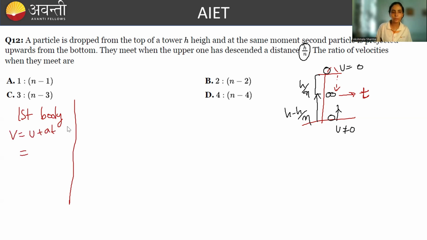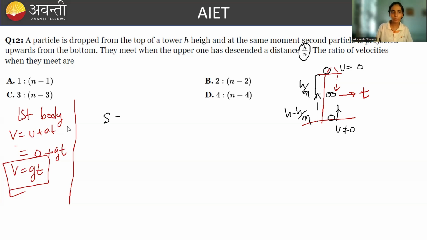u is 0 for the first body, right? And acceleration due to gravity will be g. So I'm taking the downward direction as positive for the first ball, then v equals gt. If I talk about the second ball, the second ball is going up with a certain velocity. We cannot apply this plainly and get the v value because u is not known. So let's first calculate the value of u.